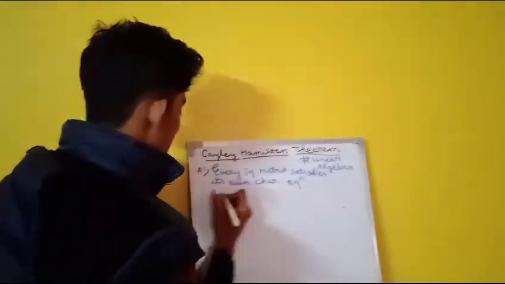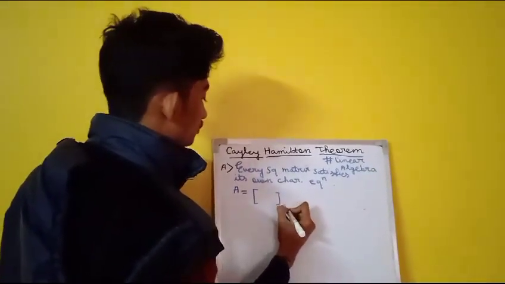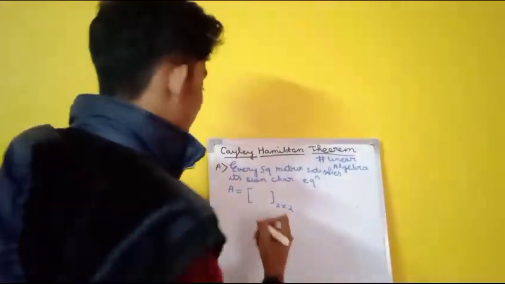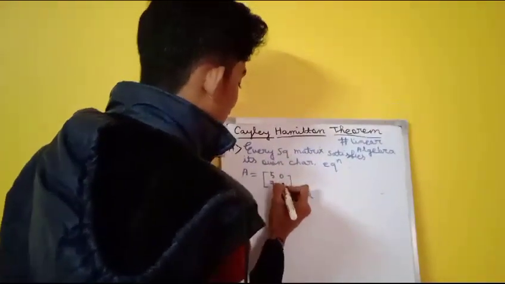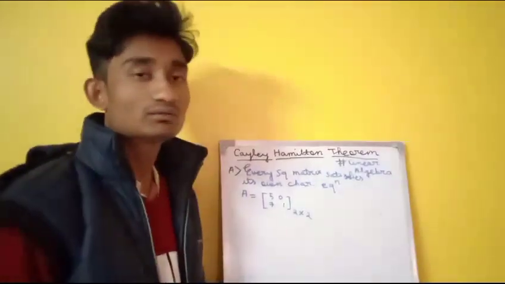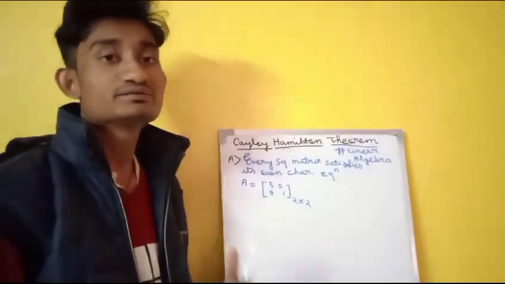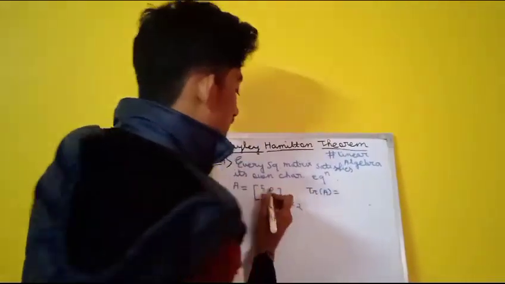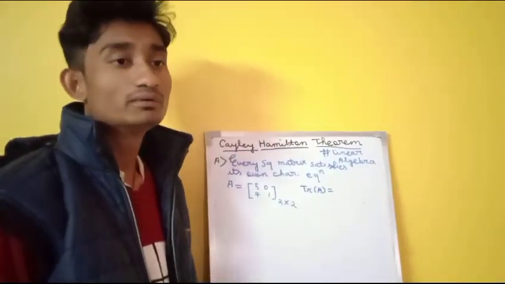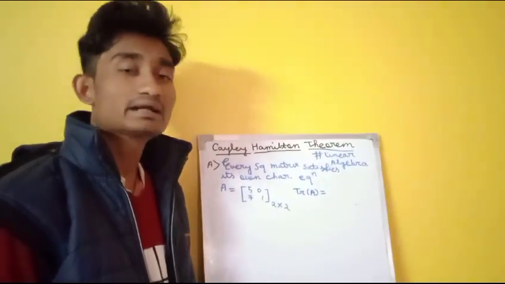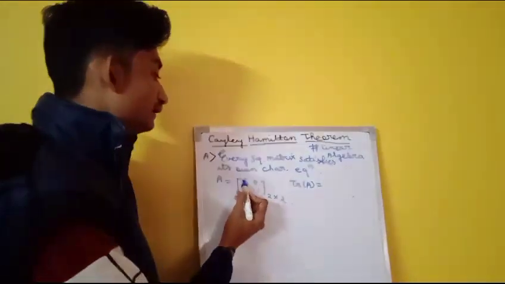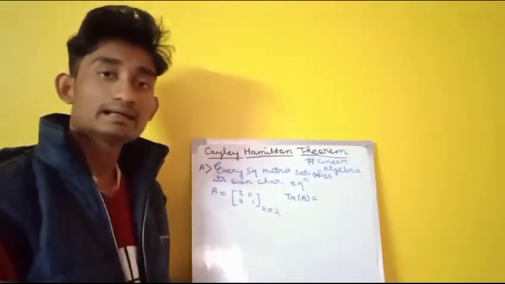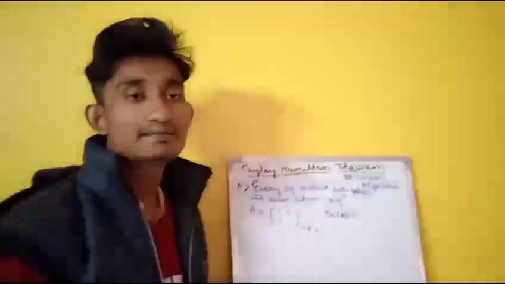So let's say matrix A that is 2 cross 2, so 4 entries over here. Let's take arbitrary entries in this matrix, let's say 5, 0, 7 and 1. What is the sum of diagonal elements, that is the trace of the matrix. So trace of A, sum of diagonal elements. What are the diagonal elements? The diagonal elements are those in which row number and column number are equal. That means the element in the first row first column, and the element in the second row second column. So 5 plus 1, that is 6.